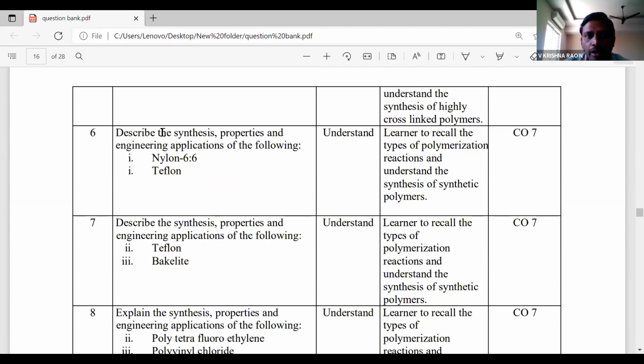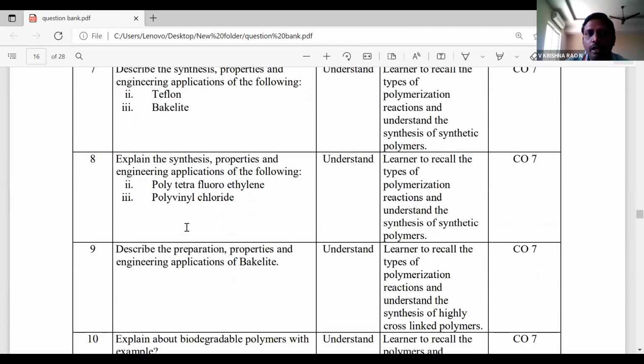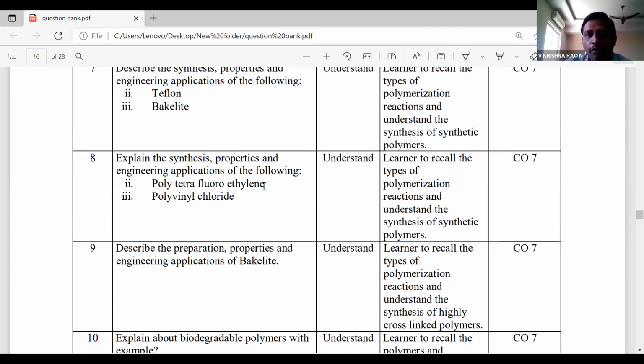Same thing. Now question 6 is asking synthesis, properties, applications of nylon 66. Nylon 66 we already have. And Teflon. The 7th question is asking Teflon and bakelite. The 8th question is asking in a different way: polytetrafluoroethylene, which is nothing but Teflon only. It is also asking PVC, polyvinyl chloride, which is nothing but PVC. Polytetrafluoroethylene, another name is Teflon.